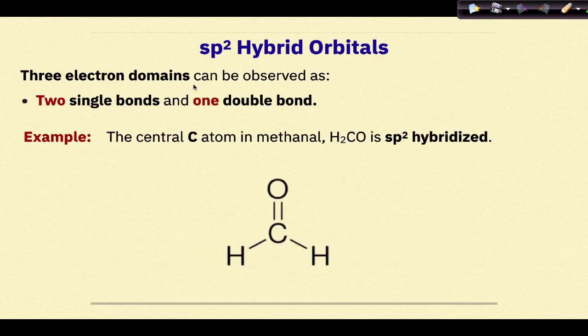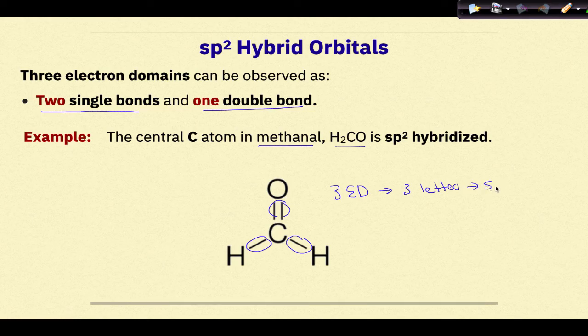3 electron domains can be observed as 2 single bonds and 1 double bond. So for example, the central carbon atom in methanol, H2CO, is sp2 hybridized. So how many electron domains do I have? Well, 1, 2, 3. So 3 electron domains, because remember, that double bond right there is going to be considered 1 electron domain. 3 letters involved in hybridization. So 3 letters, sp2.